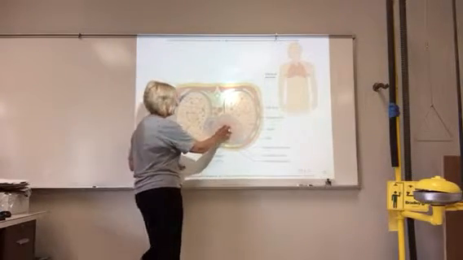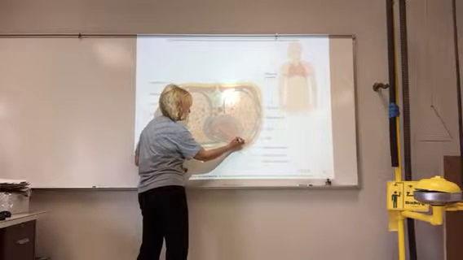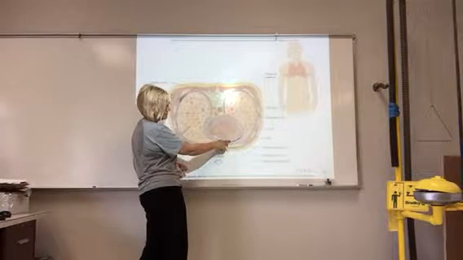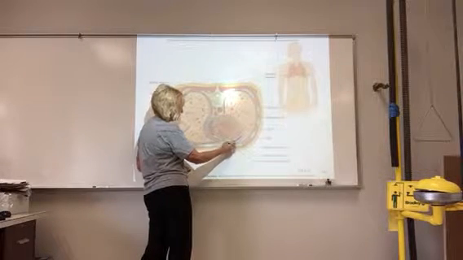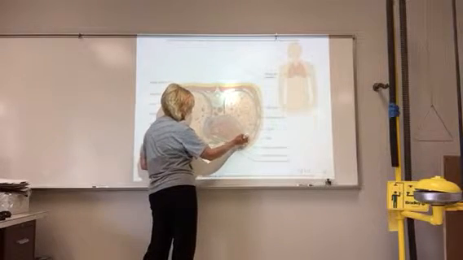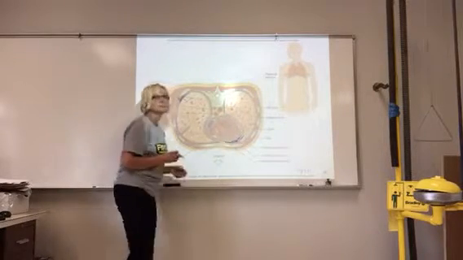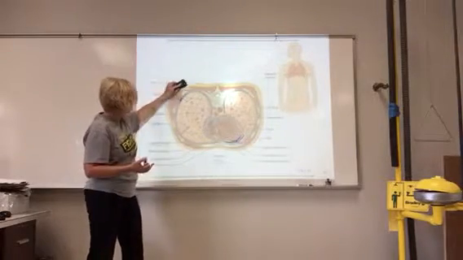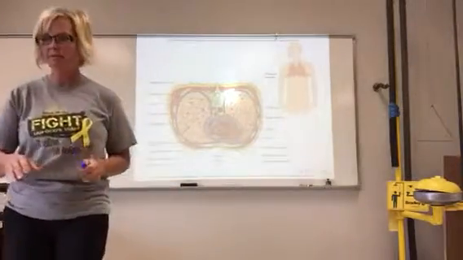So same thing if I look at my heart. Here's the heart right here. My visceral pericardium, visceral is going to line the heart itself, and then my parietal pericardium is going to be here on the outside of that cavity, and there's going to be fluid in between them. So remember, visceral on the organ, parietal outside of the cavity.